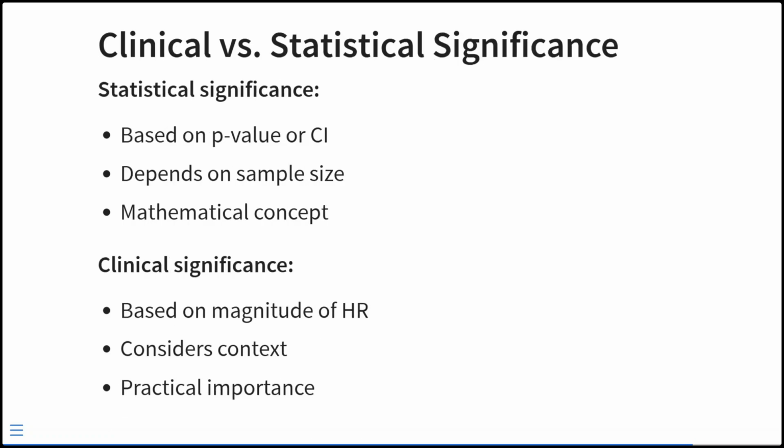Clinical versus statistical significance. In terms of statistical significance, we usually base it on the p-value or the confidence interval, and it also depends on the sample size and the mathematical concept. But clinical significance asks, even though a variable is statistically significant, does it have any effect on the hazard ratio or the outcome in real life? It is usually based on the magnitude of the hazard ratio and also considers context too.